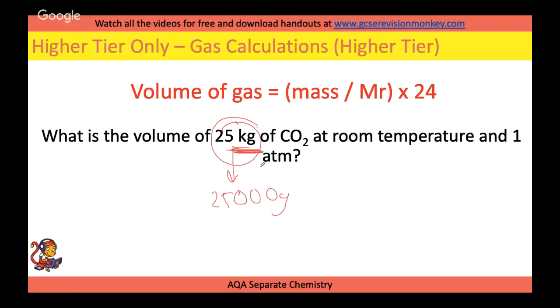25,000 grams. So this is using this equation. It says, what is the volume? So that's what we need to work out. Of 25 kilograms of carbon dioxide at room temperature and pressure.